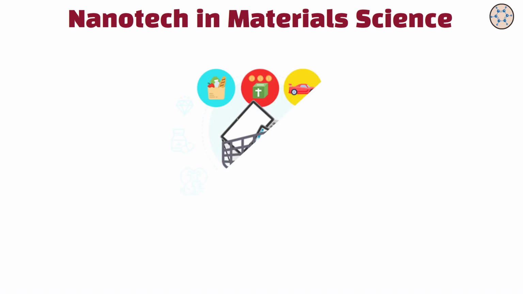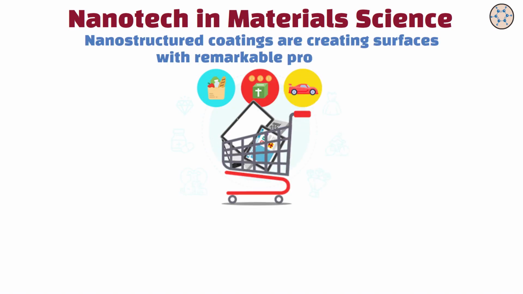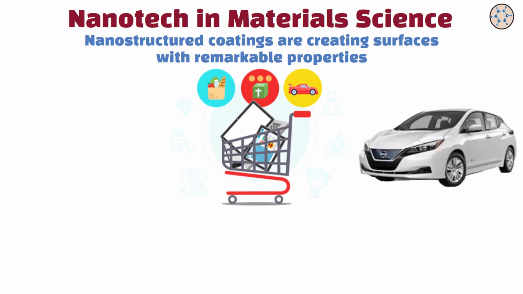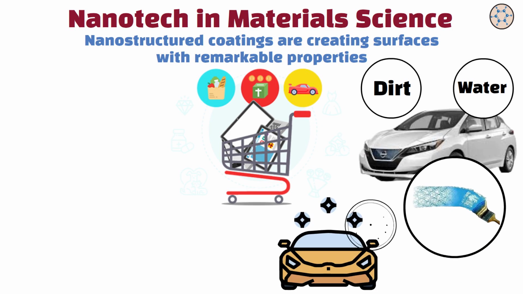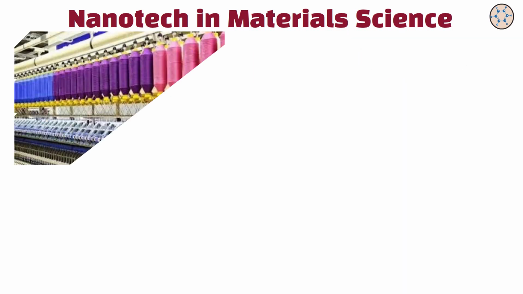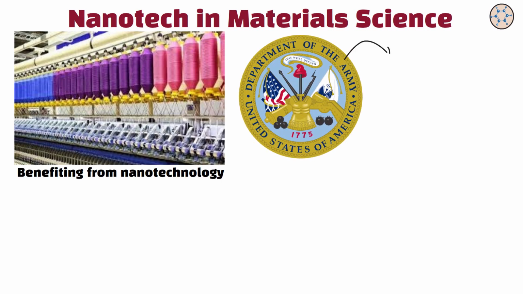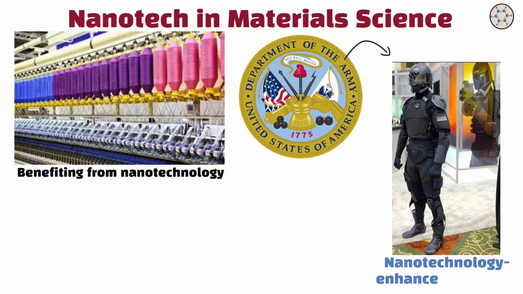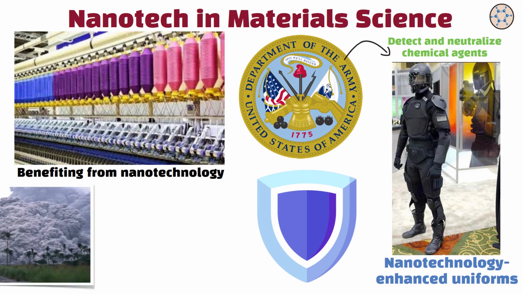In the world of consumer products, nanostructured coatings are creating surfaces with remarkable properties. The Nissan Leaf uses a nanopaint coating that repels dirt and water, keeping the car cleaner for longer and potentially reducing the need for car washes. The textile industry is also benefiting from nanotechnology. The US military is developing nanotechnology-enhanced uniforms that can detect and neutralize chemical agents, providing an additional layer of protection for soldiers in hazardous environments.